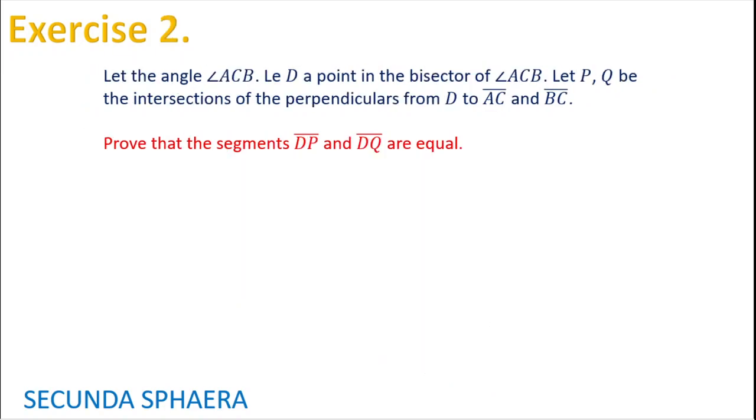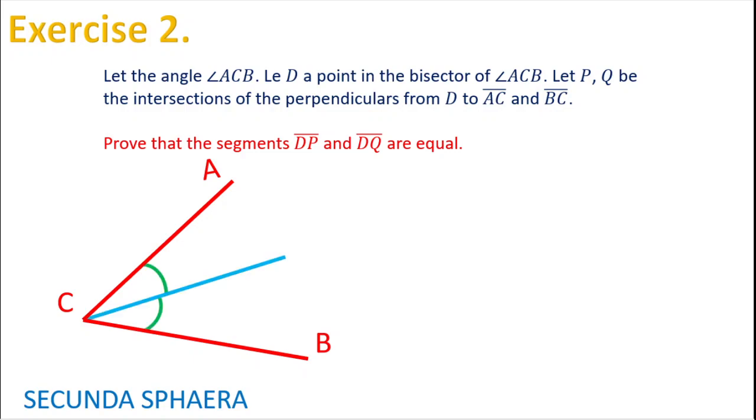So moving on to exercise number two, let ACB be an angle and let D be a point on the bisector of the angle ACB. Let P and Q be the intersections of the perpendiculars from D to the side AC and the segment BC. It is necessary to prove that the segments DP and DQ are equal.